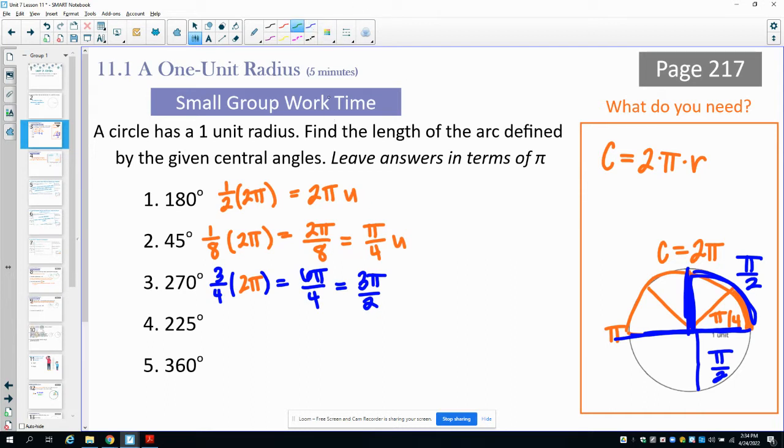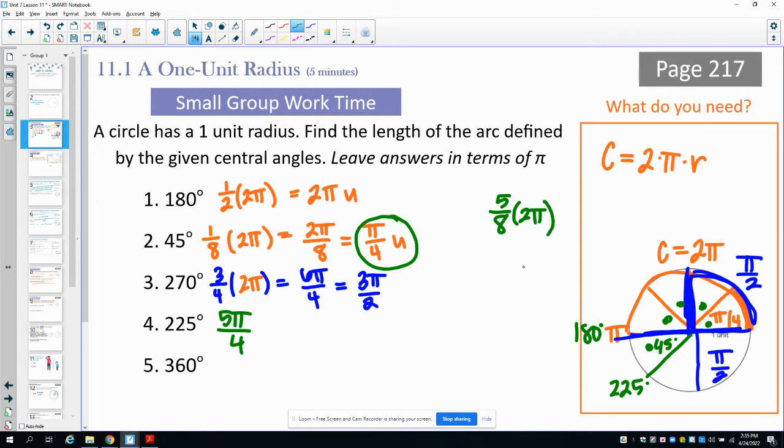225, a variety of ways to look at this one as well. 225 is actually 45 degrees past 180. Okay, so 225, if we think of this as 180, this is another 45-degree angle. And we looked at each 45-degree angle as pi over 4. So we've got 1, 2, 3, 4, 5 of those pi over 4s to get to 225. So 5 pi over 4. You could think of it that way. You could think of that as 5/8 of the circle. So you could have done 5/8 of 2 pi. Okay, you could have done a variety of different ways for that.